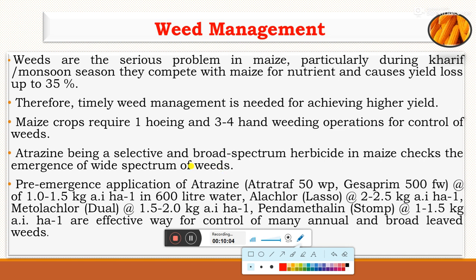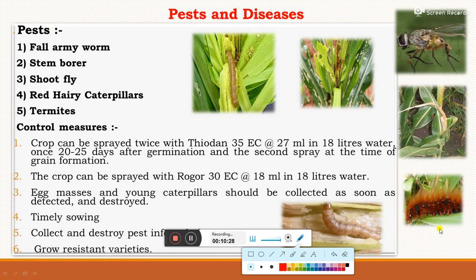Also alachlor at the rate of 2 to 2.5 kg active ingredient per hectare, or metolachlor at the rate of 1.5 to 2 kg active ingredient per hectare, or pendimethalin, that is Stomp, at the rate of 1 to 1.5 kg per hectare, are effective for control of many annual and broad-leaved weeds. Next one, the pests and diseases.